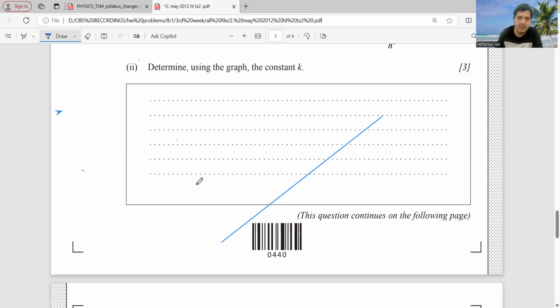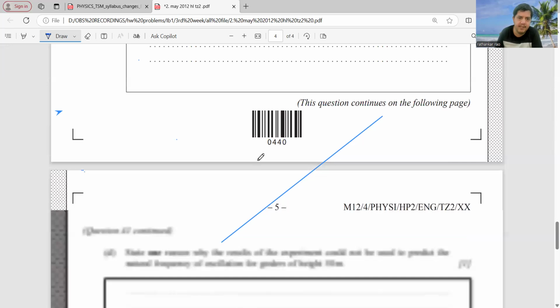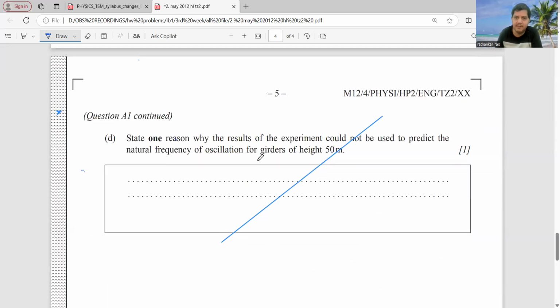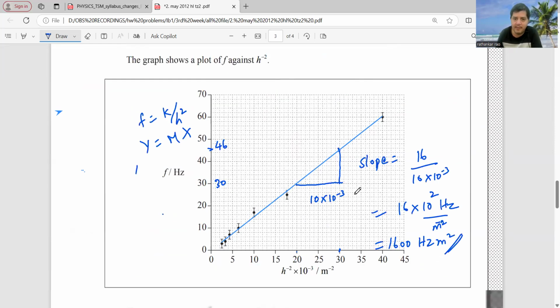Okay, let me go down here. Determine the value of constant K. We already did this. So this should be 1600 meters square hertz. This is what I got. And then the next one, state one reason why the results of this experiment could not be used to predict the natural frequency of oscillations for girders of height 50 meters. Why can't we use this for 50 meters and above?